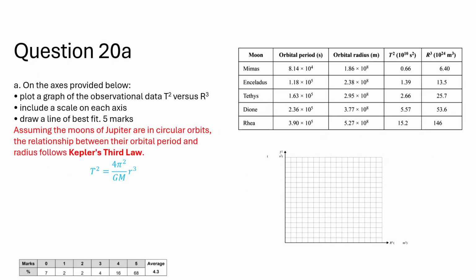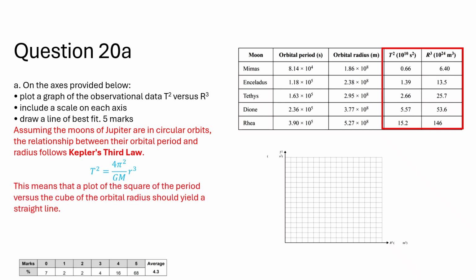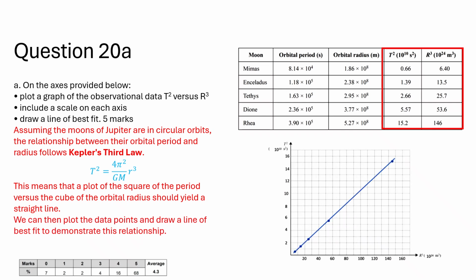Assuming the moons are in circular orbits, the relationship between their orbital period and radius follows Kepler's third law. This means that a plot of the square of the period versus the cube of the orbital radius should yield a straight line. We can then plot the data points and draw a line of best fit to demonstrate this relationship.